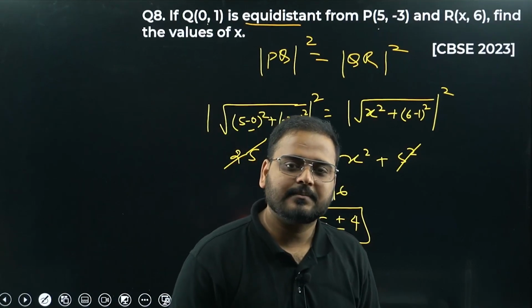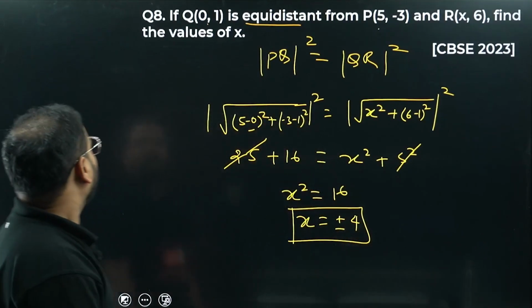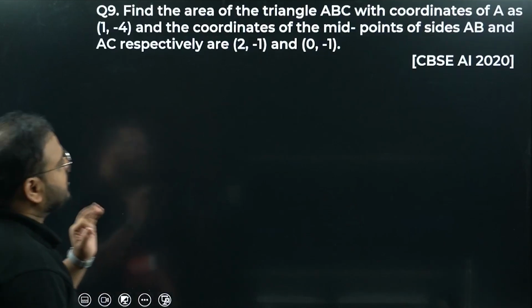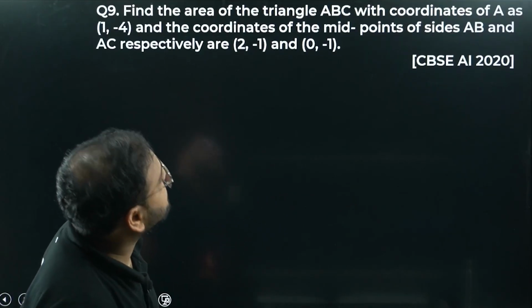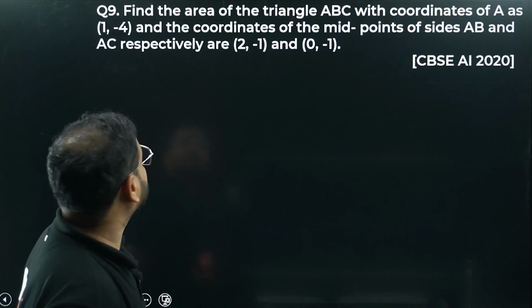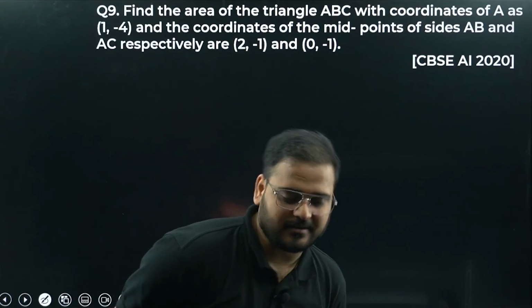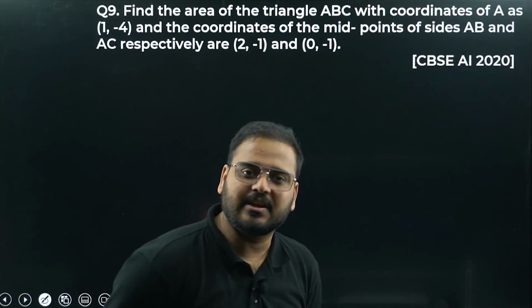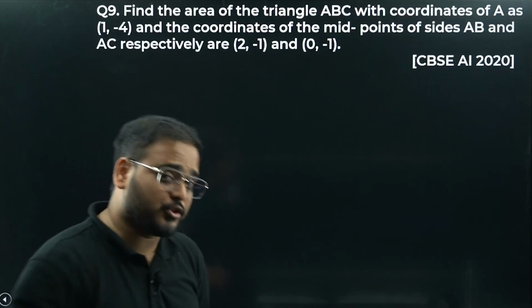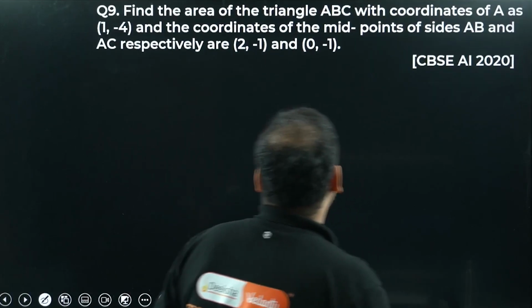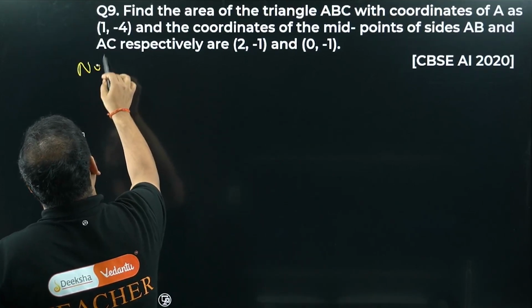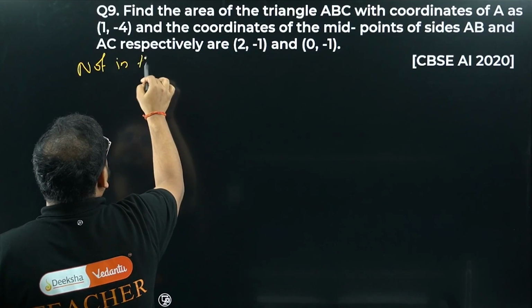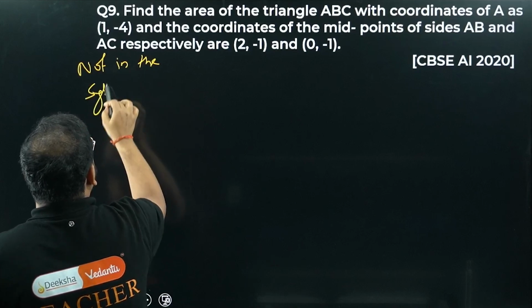Simple enough, sir. Great. Question 8 is done. Moving on to question number 9. Find the area of the triangle ABC with the coordinates. Sir, area is not in the syllabus, sir. Great. But I wanted to show you this question anyway. I will not solve this. I will not ask you to solve it. I just wanted to show how this question progresses. This is not in the syllabus, sir.